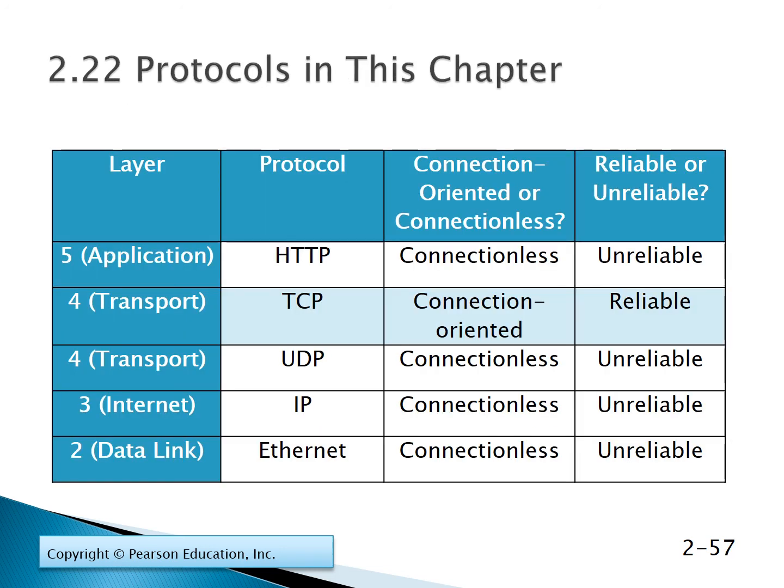So just a quick recap of all the protocols that we have looked at in this chapter. At layer 5, we have looked at the HTTP protocol, which is connectionless and unreliable. At layer 4, we have looked at TCP, which is connection oriented and reliable. At layer 4, we have also briefly looked at UDP, which is connectionless and unreliable, but as we said, it's much faster. For layer 3, we have looked at the IP protocol, which is connectionless and unreliable. Also, at layer 2, we have looked at the Ethernet protocol, which is also connectionless and unreliable.